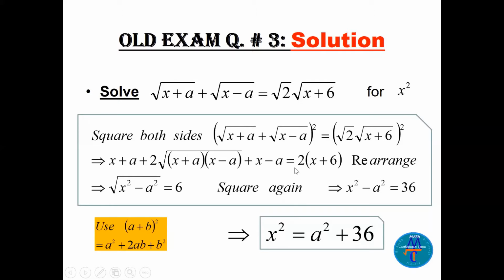Let's rearrange now. What do we have here? X here and x there, 2x, canceled. A minus a canceled. We have 2 times 6, 12, and there is another 2 here. Divide by 2, you get 6. Square again. When you square it, inside you multiply by the difference of 2 squares. You get x squared minus a squared is equal to 36. Just take a squared to the other side. Solve for x squared. The question says solve for x squared. X squared is equal to a squared plus 36.